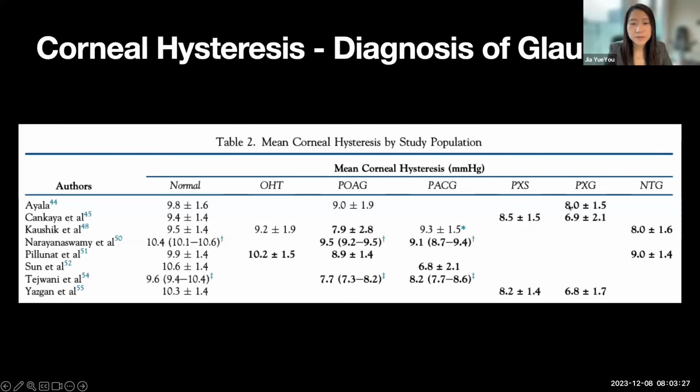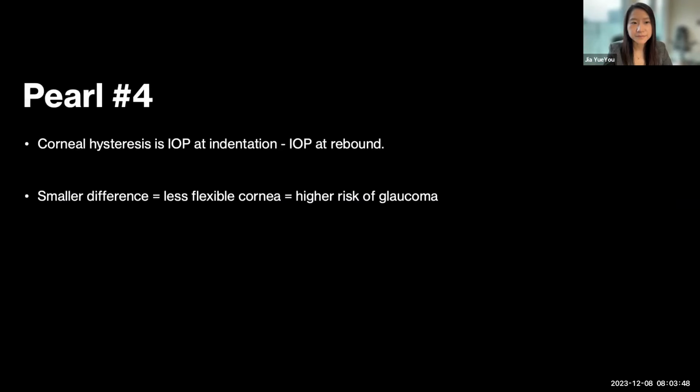people. The one thing to note here, normal tension glaucoma also has low corneal hysteresis, so this is a great indicator to help us diagnose the disease. So if you see a patient who has a CH less than 9, you're more concerned that they have glaucoma. And if you see a patient who has a CH bigger than 11, then you're much less concerned about glaucoma.